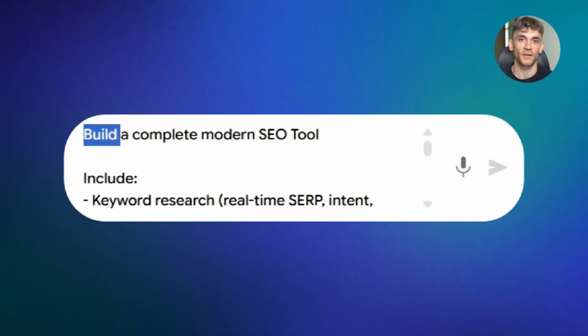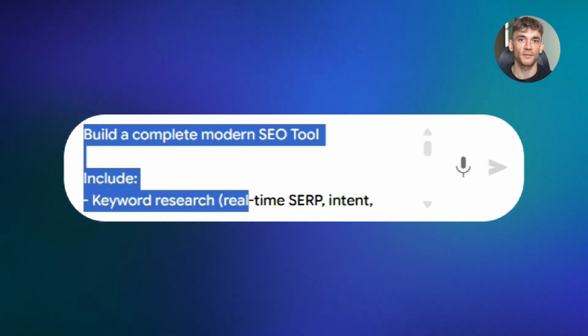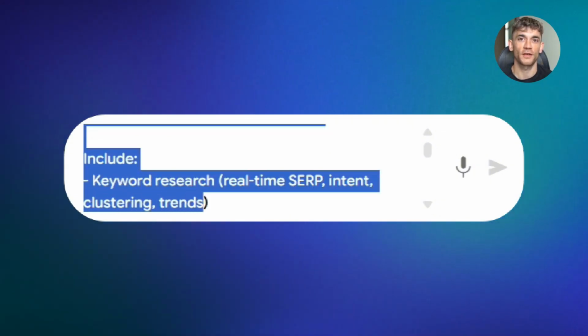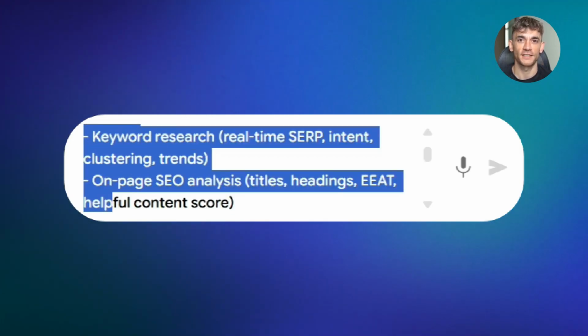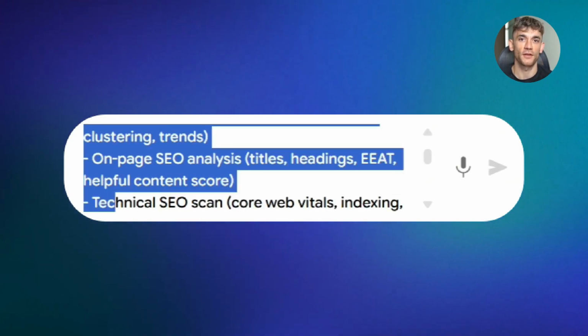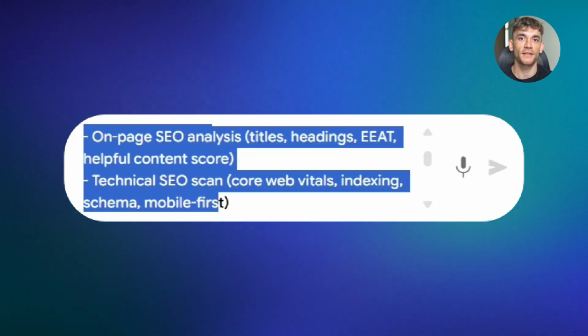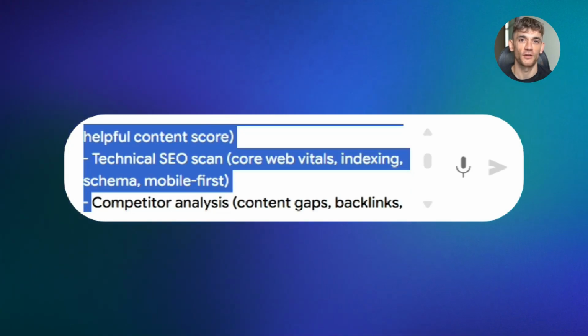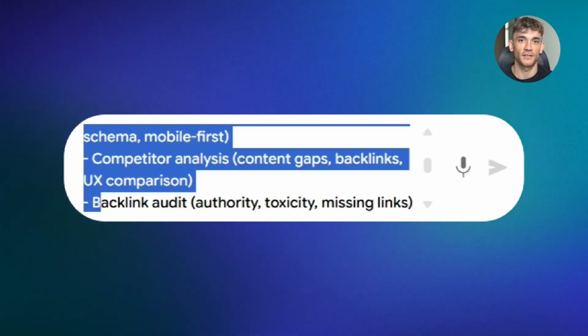Here it is. Build a complete modern SEO tool. Include keyword research with real-time SERP, intent detection, clustering and trends. Include on-page SEO analysis with titles, headings, EEAT, and helpful content scores. Include technical SEO scans covering core web vitals, indexing, schema, and mobile-first design. Include competitor analysis with content gaps, backlink comparison, and UX analysis.